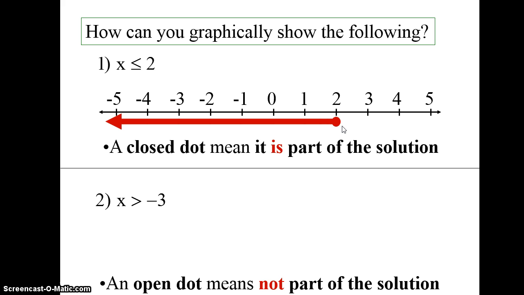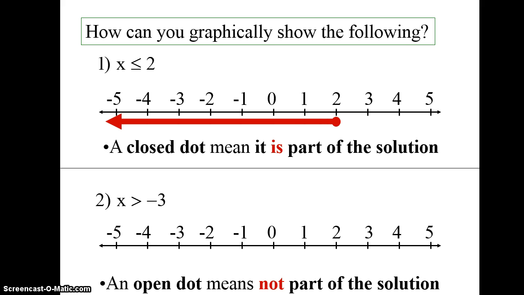In number 2, I have x as a number that is greater than -3. So I'm going to go ahead and draw my number line. At the -3, I told you in class you only really need the number -3 and then just the number on the left and the right side. So what I have here is an open dot. Let me show you what that means.